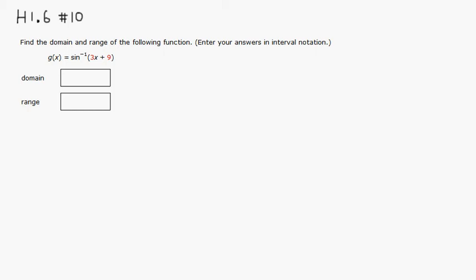Okay, let's go over homework 1.6, number 10. So we have g of x, which is arcsine of 3x plus 9. So you're looking at the composition of two functions. The first function is arcsine of x, and the other function is 3x plus 9. Then we need to consider its domain.